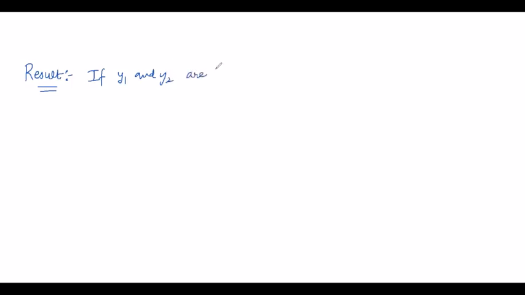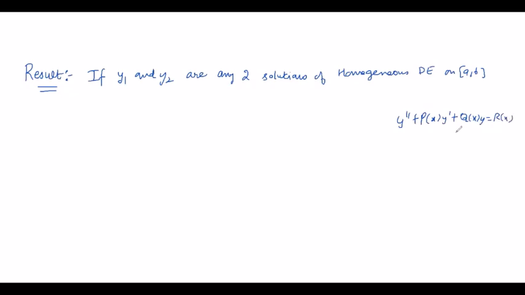So if y1 and y2 are any two solutions of a homogeneous differential equation on an interval AB. Everybody knows that here we are talking about the second order general linear differential equation of this type. Let me recall this was the type we introduced in the last lecture. If this Rx happens to be 0, then this is a homogeneous differential equation of second order.